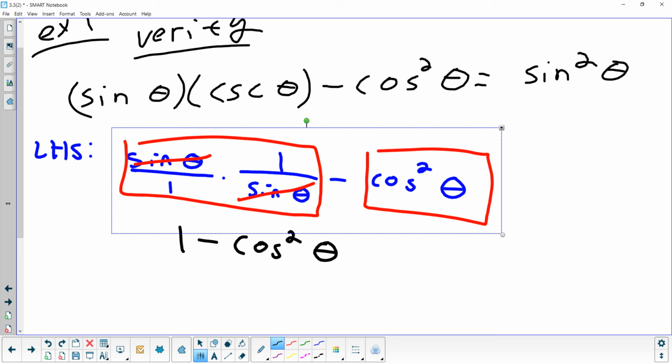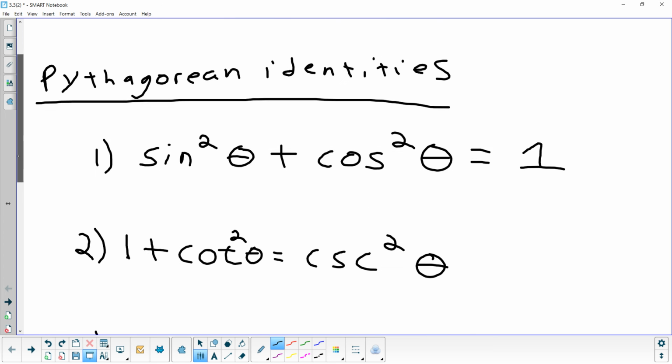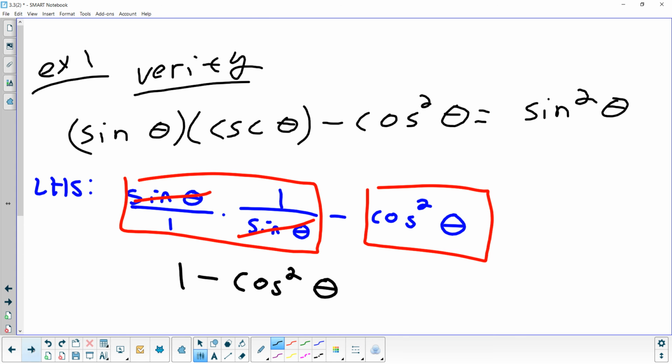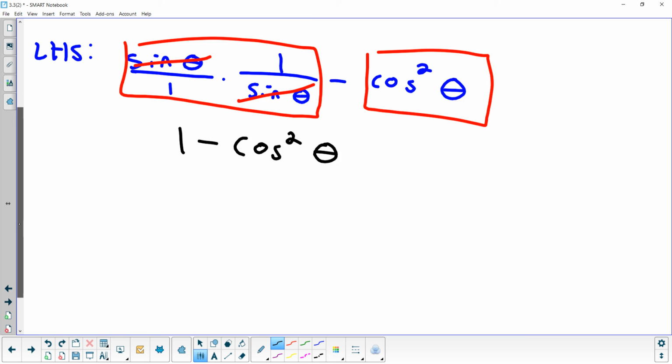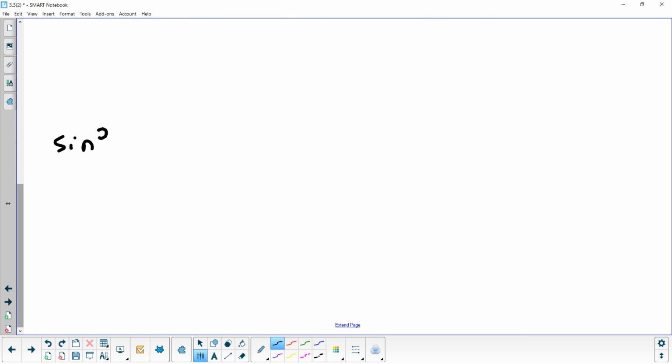Does that kind of look like anything we talked about? Yeah? A little bit like the first Pythagorean identity we talked about. It is. It looks kind of like the first Pythagorean identity. Let's go back to that. The first Pythagorean identity is sine squared plus cosine squared equals 1. Okay? So let's just write that down off to the side again. Sine squared plus cosine squared equals 1.